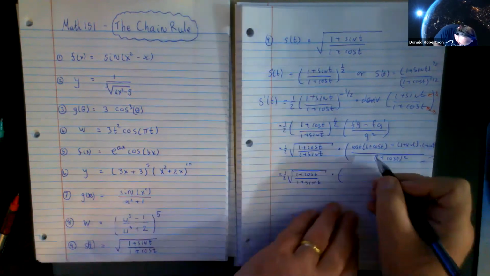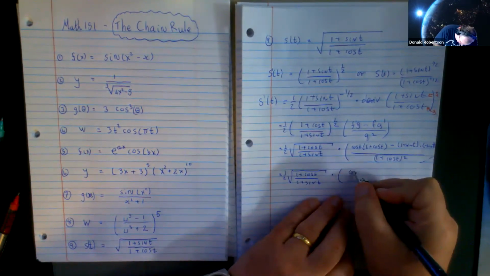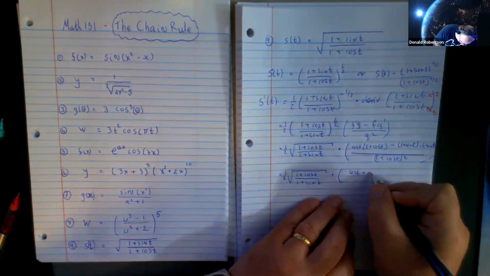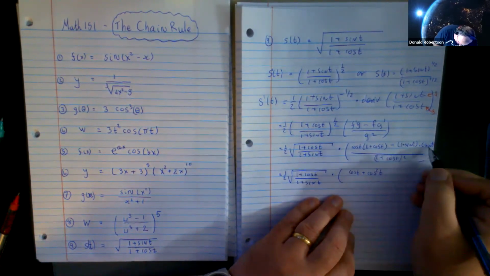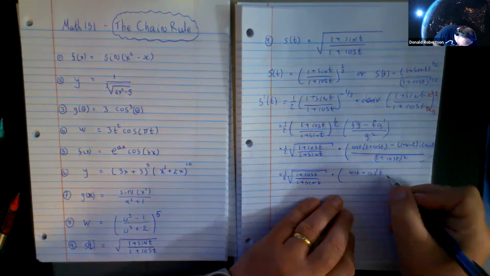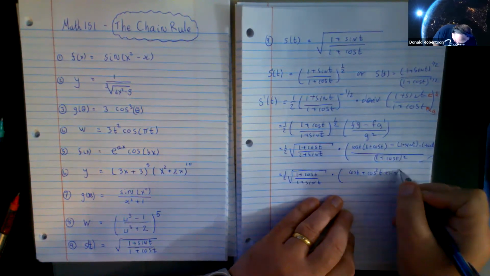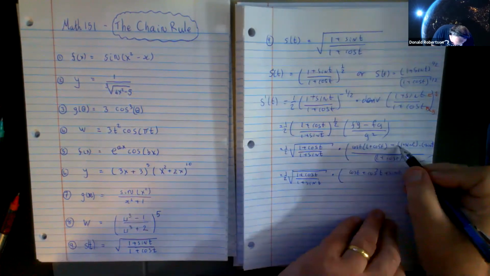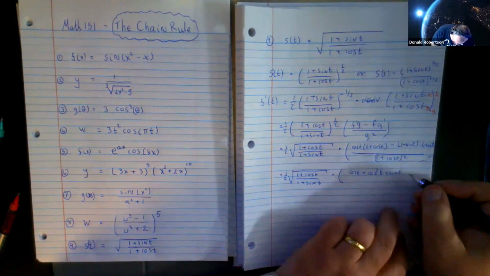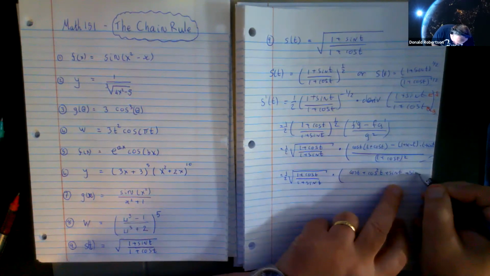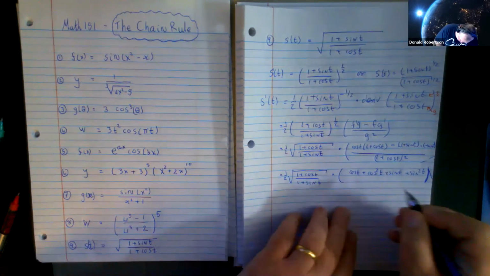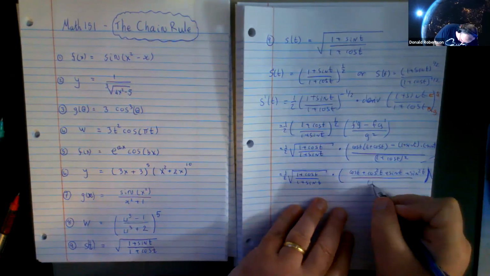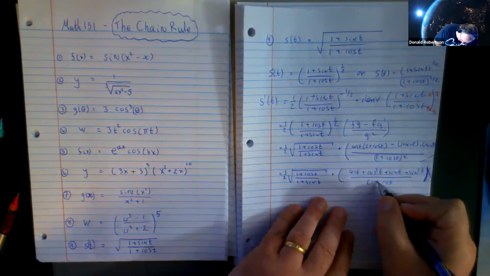If you distribute, you have a cosine t plus a cos squared t. Negative 1 times that guy is a plus sine t, and negative times that guy is a plus sine squared t. And it's still all over 1 plus cosine t squared.